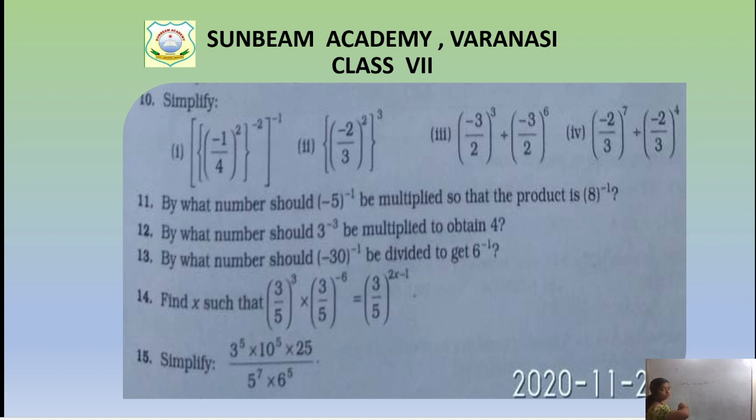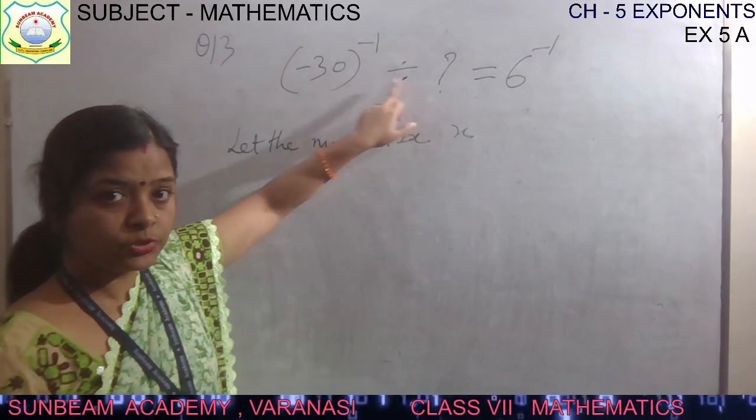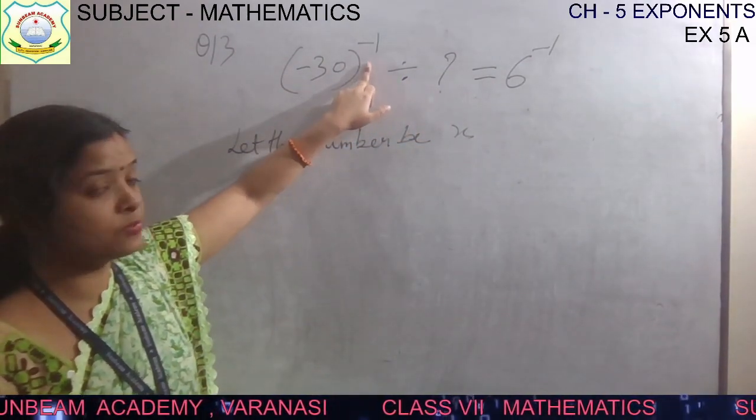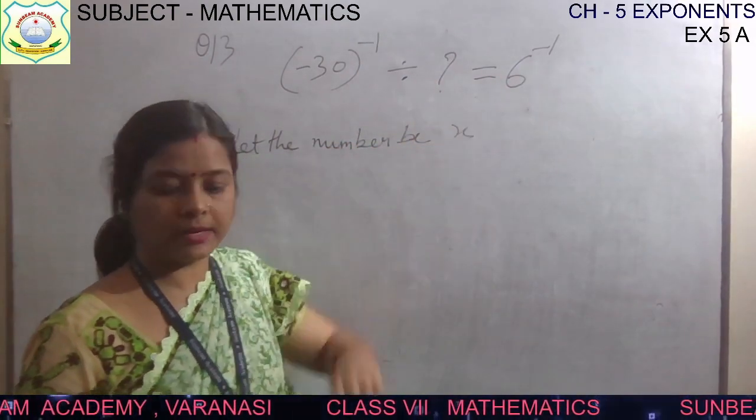By what number should minus 30 to the power minus 1 be divided to get 6 to the power minus 1? See the question. By what number should this minus 30 to the power minus 1 be divided, to get 6 to the power minus 1?